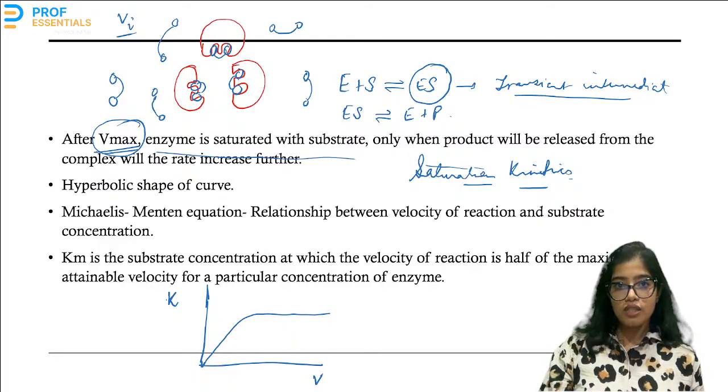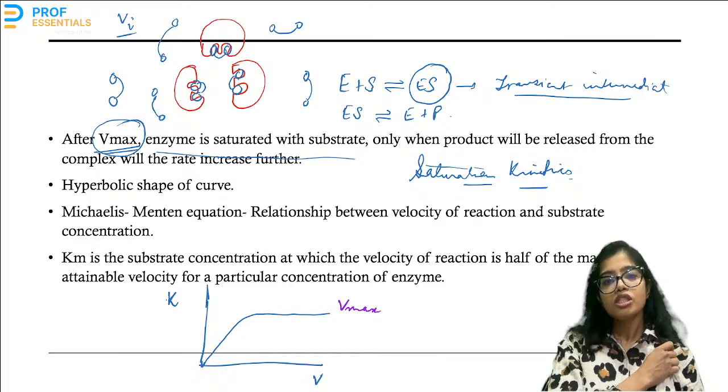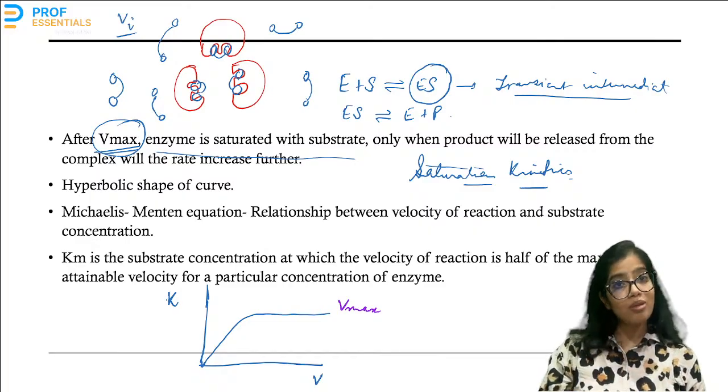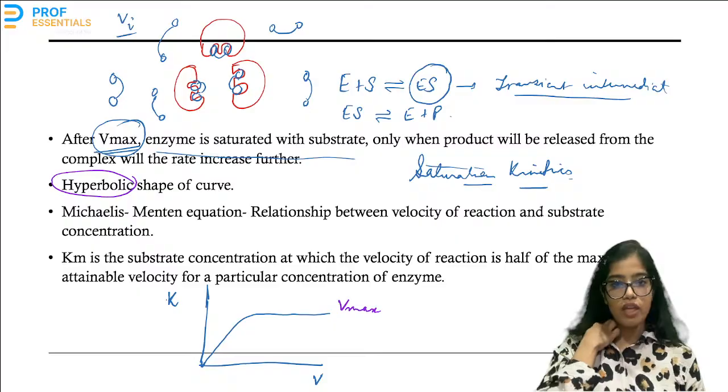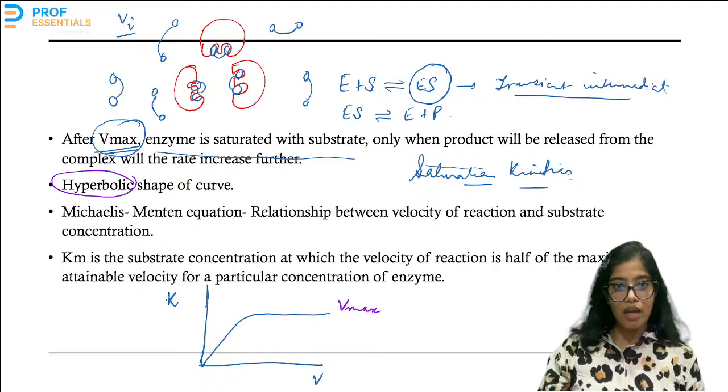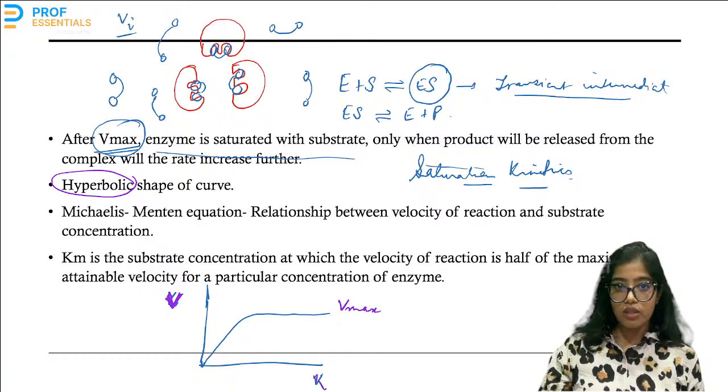So what kind of a curve is this? This is a hyperbolic curve. Remember the oxygen dissociation curve of myoglobin? That was also a hyperbolic curve. So this is a hyperbolic curve where Vmax is reached, and now the rate of the reaction is not going to change. Sorry, this was V and this is K. This is the velocity and this is the concentration. So this is the maximum velocity which has been reached, and after this the velocity is not going to change.